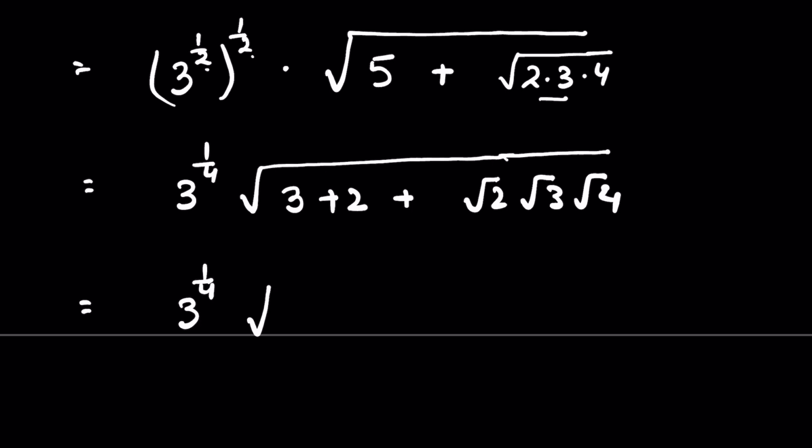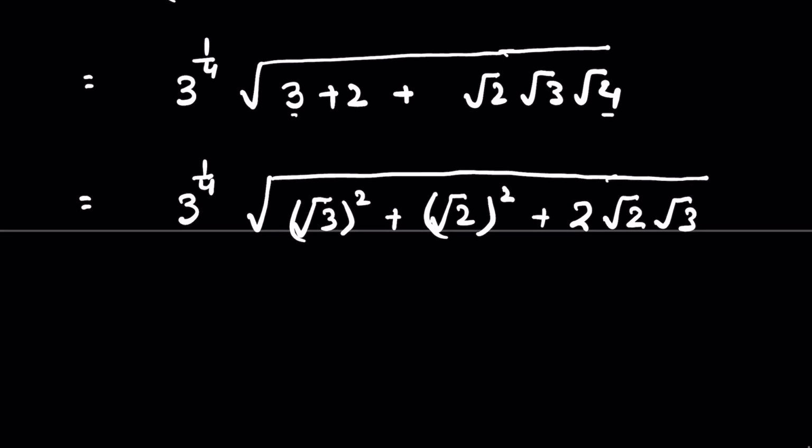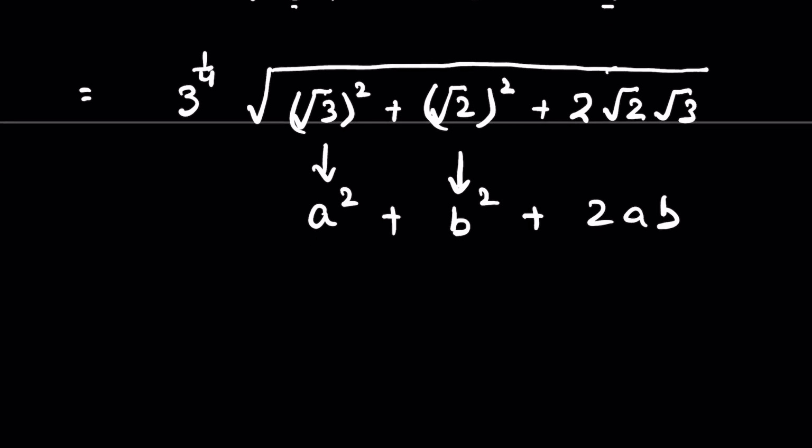3 we can write as square root of 3 squared, because when square root is squared the square root gets cancelled with the square and it becomes 3. And 2 we can write as square root of 2 squared, and the square root of 4 is 2, then times square root of 2 times square root of 3. Now if we consider square root of 3 as a and square root of 2 as b, then this is in the form of a squared plus b squared plus 2ab, and this is an algebraic expression. We can write it as a plus b whole squared.